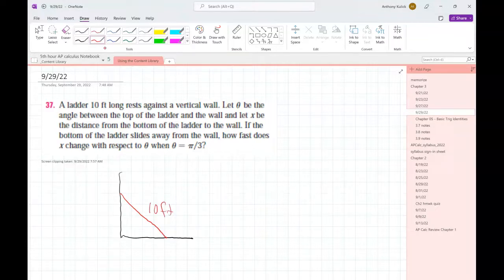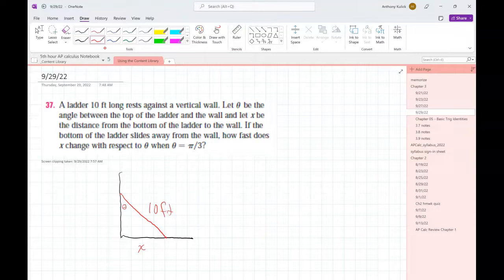Let theta be the angle between the top of the ladder and the wall. Angle between the top of the ladder and the wall. I assume they're talking about this. And let x be the distance from the bottom of the ladder to the wall. If the bottom of the ladder slides away from the wall, how fast does x change with respect to theta when theta is equal to pi over 3?